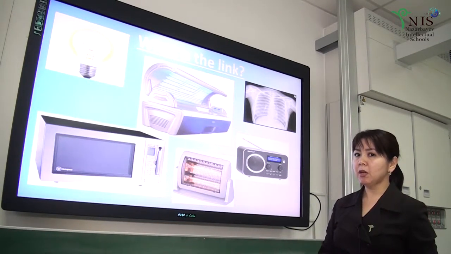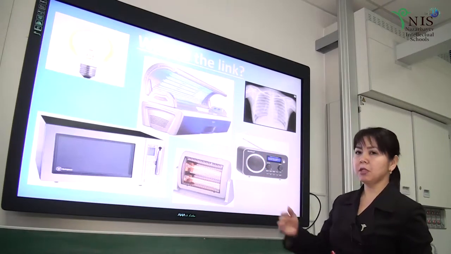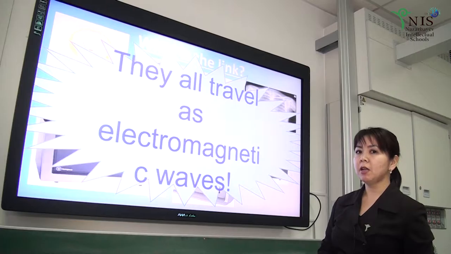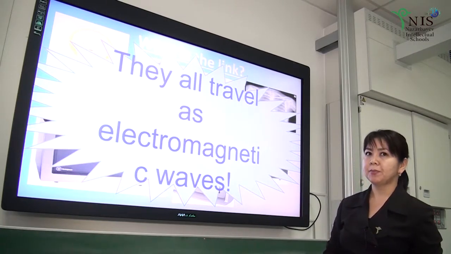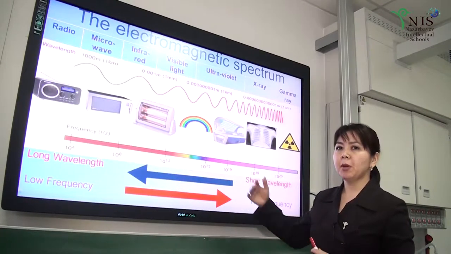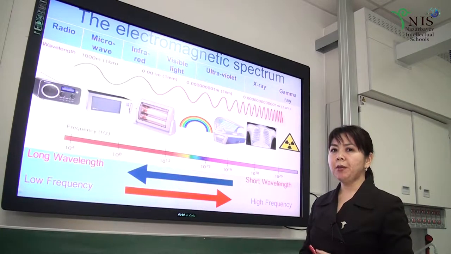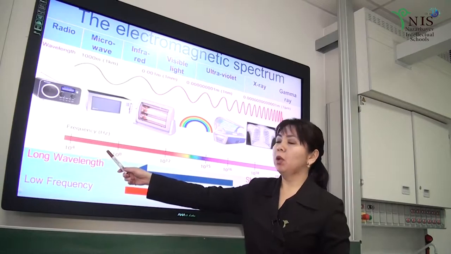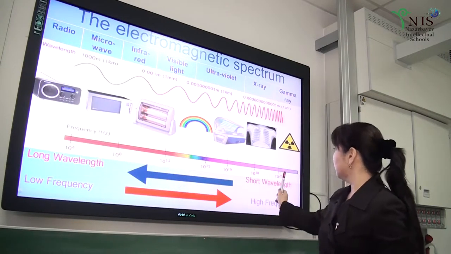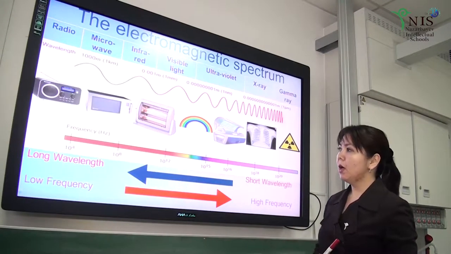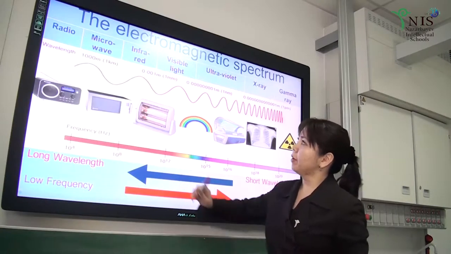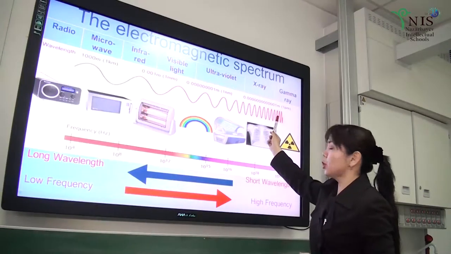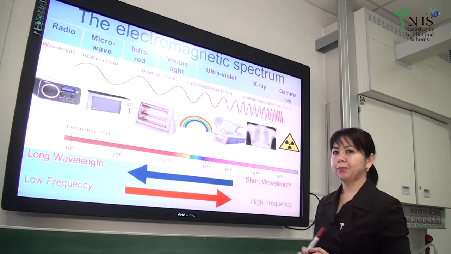So, let's make a conclusion. What is the link in this image? They all travel as electromagnetic waves. This is the electromagnetic spectrum. Electromagnetic waves in the electromagnetic spectrum go from low frequency to high frequency, and from the longest electromagnetic waves to the shortest electromagnetic waves.